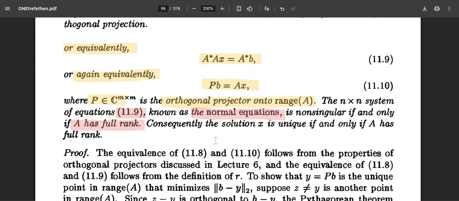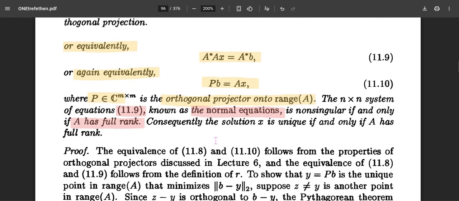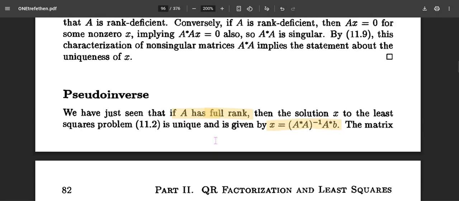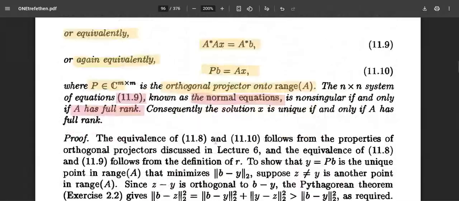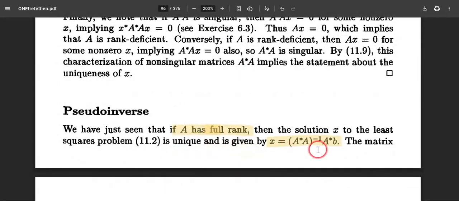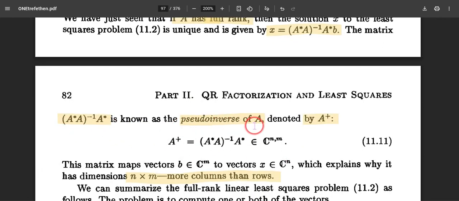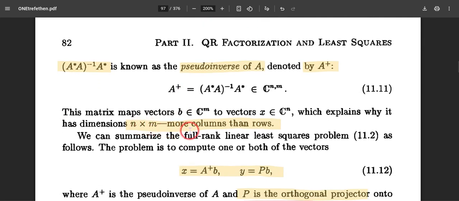This applies only under a very important condition, that A has full rank, because all columns of A are linearly independent. If A has full rank, then from equation 11.9 we can find a pseudo inverse, and if we find a pseudo inverse, then we can solve the equation for x. So this (A star A) inverse A star is called the pseudo inverse of A, represented by A plus, and it is n cross m, where A has more rows than columns.